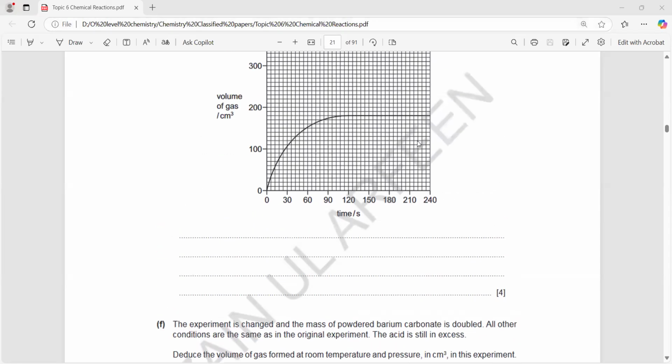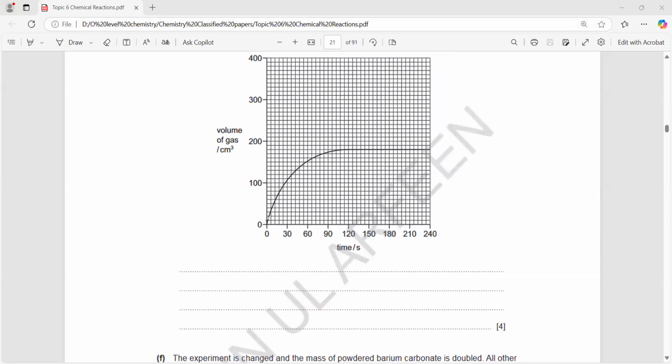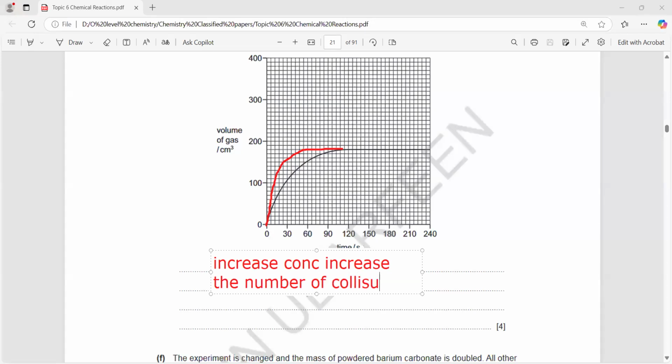So this is a 4 marks question. How do you score all the 4 marks? First, you will sketch a graph. 2 marks are actually for the graph: 1 mark is for steeper, 1 mark is for the same product. And then the explanation: because the excess reagent is changed, like increasing the concentration, it increases the number of collisions in unit area. As a result, the rate will also increase.